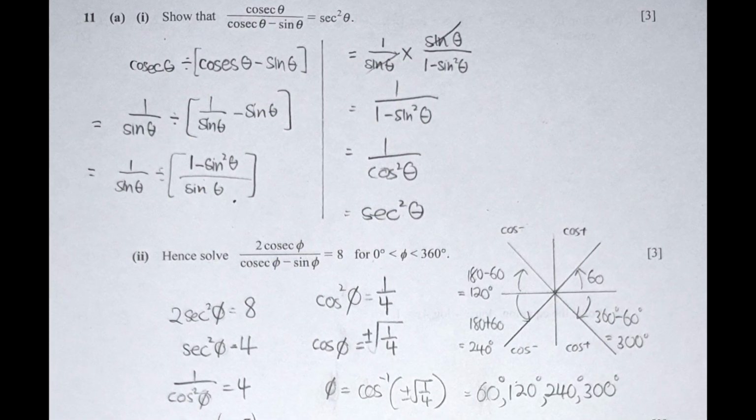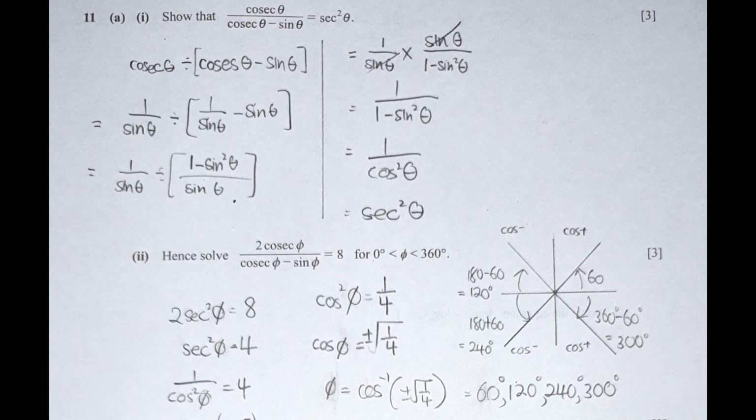As for the last part, 11a, cosec over cosec minus sine equals to sec squared. Alright, so first thing that I did was to change the cosec into 1 over sine, and then the long line over there, I usually write it as the divide symbol. So I write divide, so the cosec I change into 1 over sine minus sine.